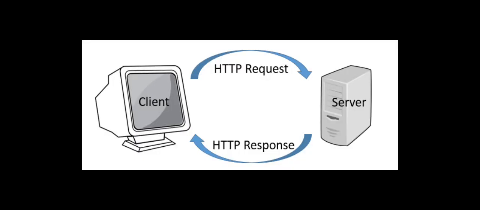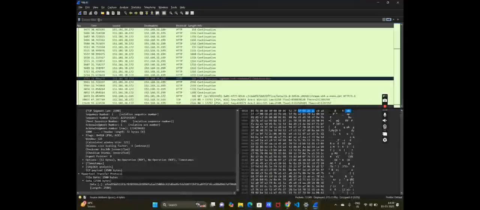Uses of HTTP: loading websites, sending and receiving data from web applications, API communication between web services. Limitation: HTTP is not secure because it transfers data in plain text, making it vulnerable to hackers. That's why HTTPS is used for secure communication. Type TCP for establishing connections.